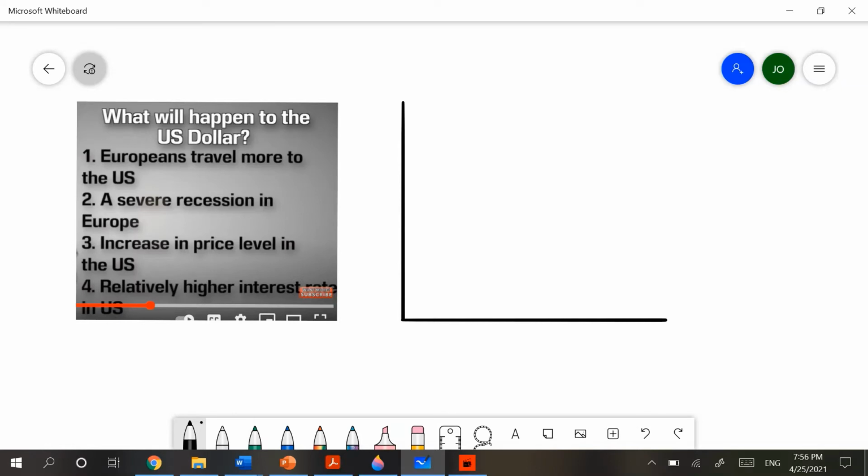Remember that we're talking about the US dollar. So let's go ahead and practice what we talked about with the axis and see if we can label it. Since we're talking about dollars, the dollar is going to be right there in the bottom. So I'm going to write USD for US dollars. And we're talking about Europe, so we're going to write euro on the top. And the x-axis is going to be quantity of US dollars.